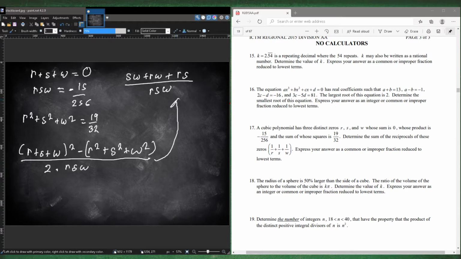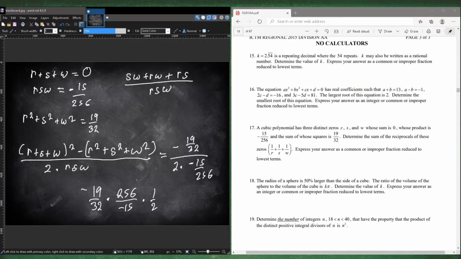So this is the same thing as this. So what is r plus s plus w? Well, that's 0, so 0 squared is just 0, minus, which is just a negative, and then r squared plus s squared plus w squared, which is 19 over 32. So 19 over 32 divided by 2 times rsw. So rsw is negative 15 over 256. So that's just negative 19 over 32 times 256 over negative 15, right? Dividing by a fraction is the same thing as multiplying by a reciprocal. And we're still multiplying by a half because it's on the bottom still.